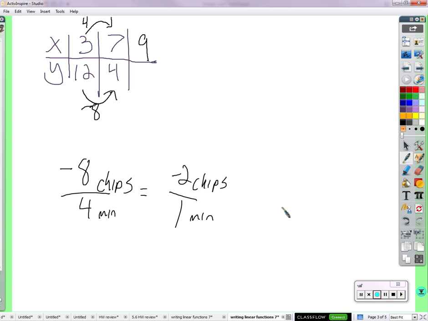So, let's talk about minute 9. How many chips are left in the bag in minute 9, and how did you figure that out? Hunter? I went back to 0. Okay, so let me just make some room for 0, and whatever goes with 0. 18.